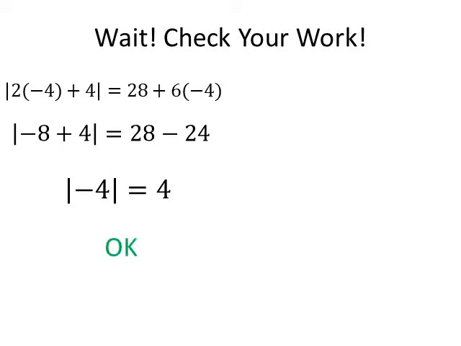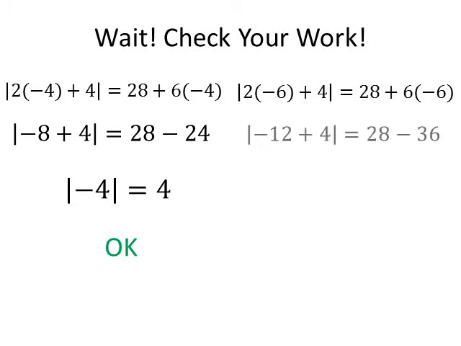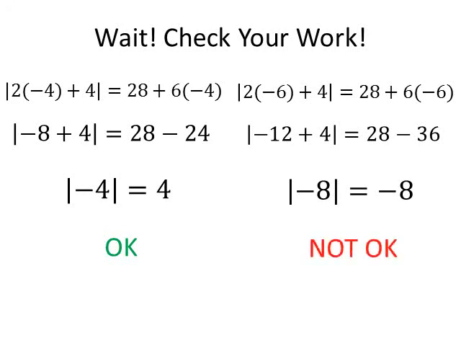That works. So -4 is a solution to this problem, and we've proved it by checking it. Now we move on to -6, which is the other solution we came up with. 2 times -6 is -12, and on the other side, 6 times -6 is -36. So we have the absolute value of -12 plus 4 equals 28 minus 36. -12 plus 4 is -8, and 28 minus 36 is -8. So in this case, we come up with the absolute value of -8 equals -8. And that's not okay. That's not true. The absolute value of -8 is actually +8.